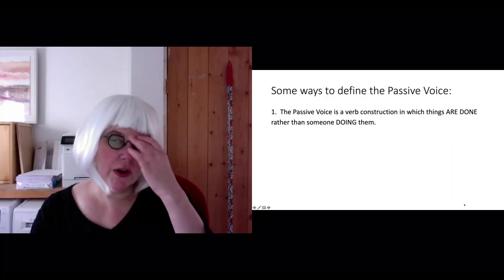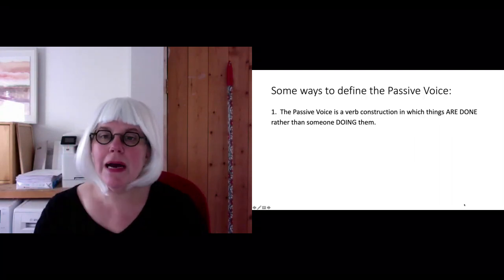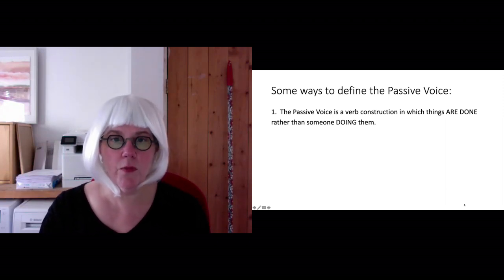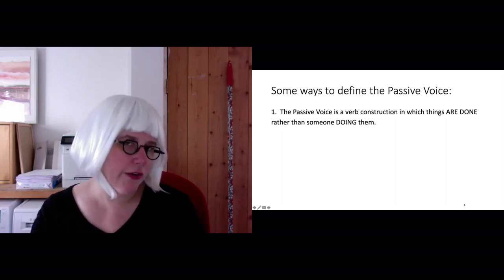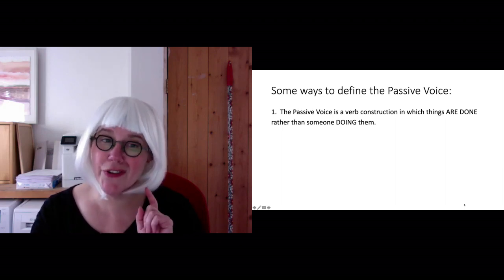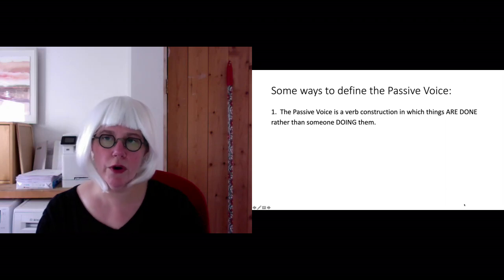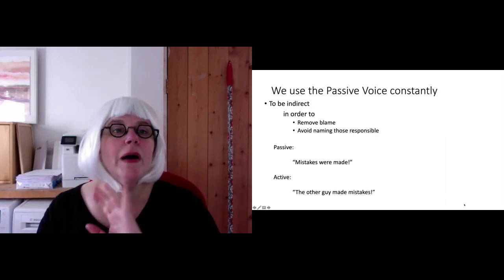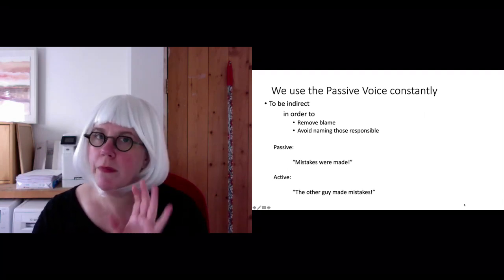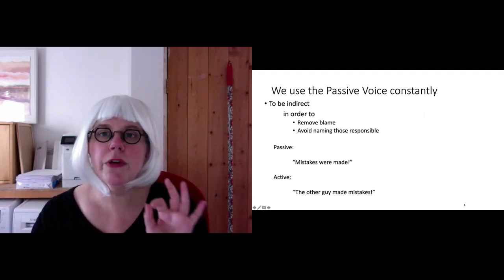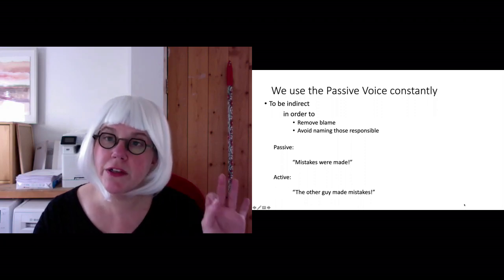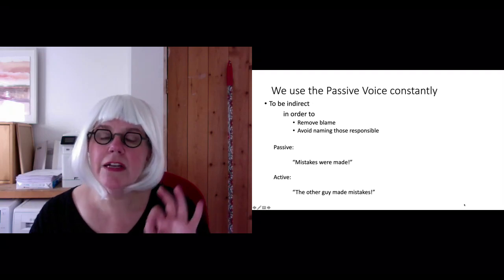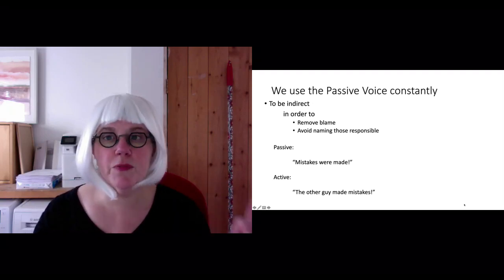As we recall, some ways to define the passive voice. The passive voice is a verb construction in which things are done rather than someone doing them. And yes, I realize that this is one way, not some ways, but it is the most important way for our learning how to fix the passive voice. We use the passive voice constantly. We may not realize it, but we do it. We use the passive voice constantly in order to be indirect, and we want to be indirect in order to remove blame and to avoid naming those who are responsible.